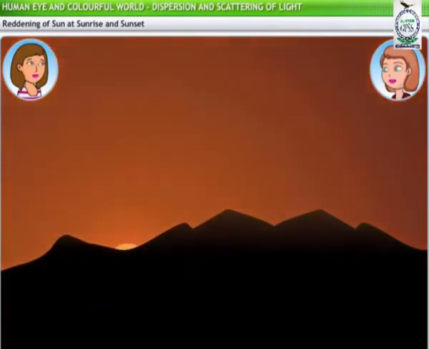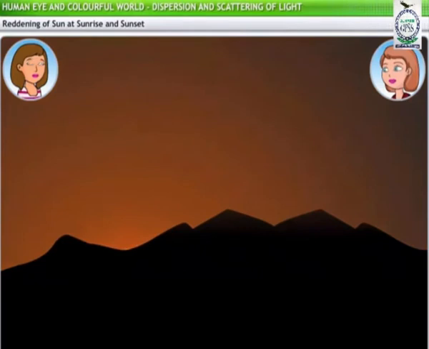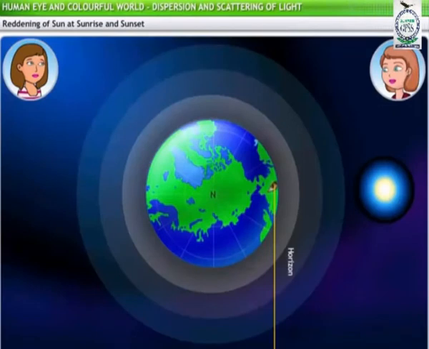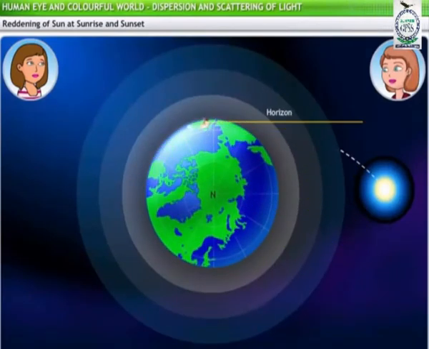You said that the red color of the sun at sunrise and sunset can also be explained through the scattering of light. Yes. Let me explain. As the sun begins to set, light must travel farther through the atmosphere before it gets to you. Therefore, more of the light is scattered. As less direct sunlight reaches you, the sun appears less bright. The color of the sun itself appears to change, first to orange and then to red.